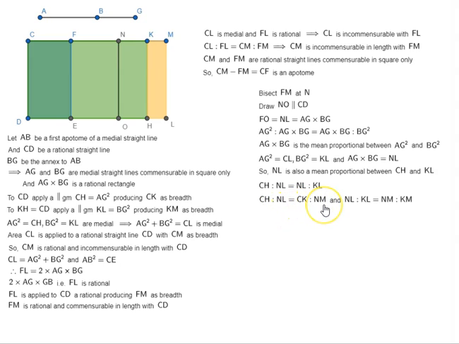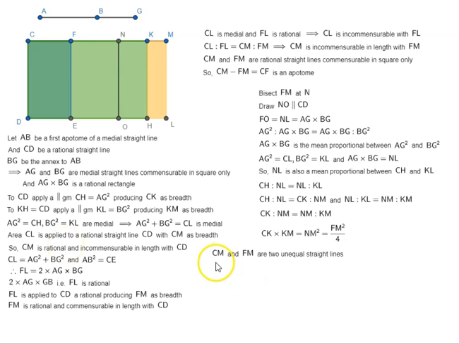CH is to NL is equal to CK is to NM. And NL is to KL is equal to NM is to KM. So using this proportionality, we can substitute this. So we can say CK is to NM is equal to NM is to KM. And this can be written in this form: CK by KM is equal to NM square, and NM square is nothing but 1/4 of the square on FM. So FM square by 4.